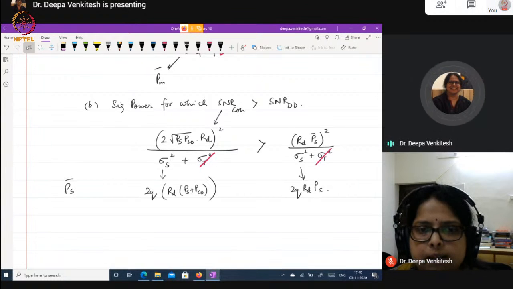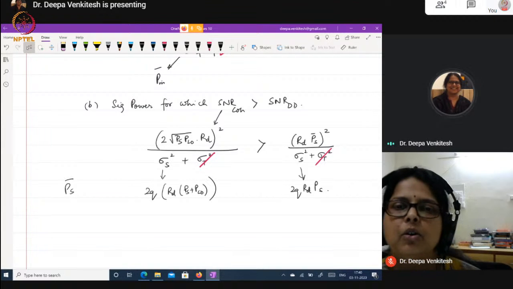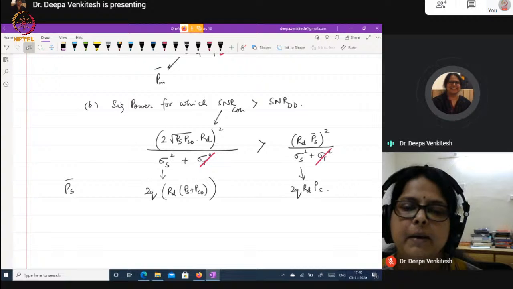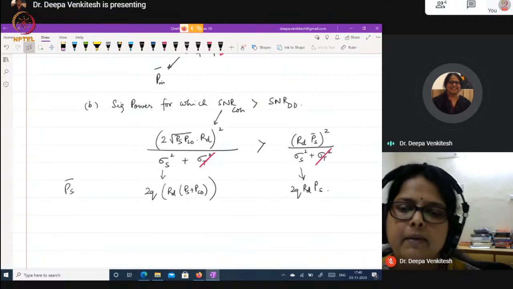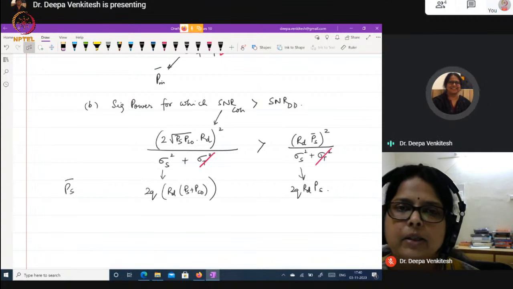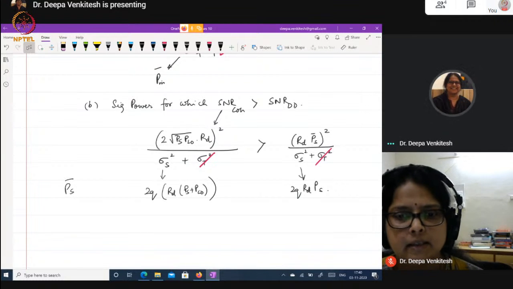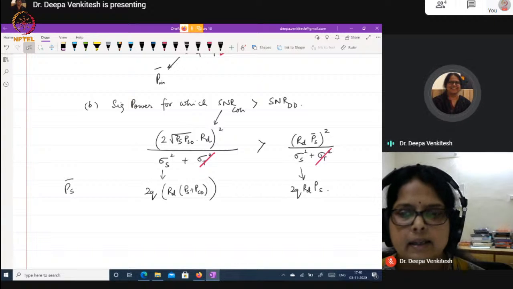Okay, so PLO is given to you as 13 dBm. So only when the input signal power comes to almost the power level of the local oscillator power, only then you will have identical SNRs. So that completes this assignment.